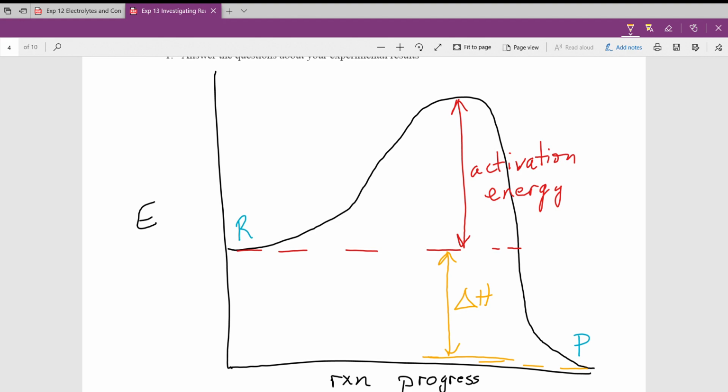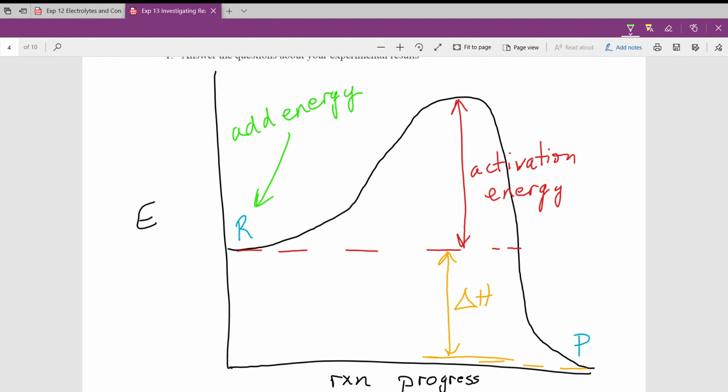So there's that activation energy. That's a big hurdle to get over. So what we can do is we can add energy to the reactants. That can help us get over the hump. If we add energy to the reactants, that will help us get over that activation energy. One way we can add energy is by heating up the reaction.